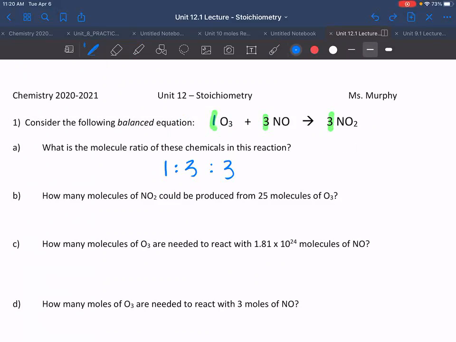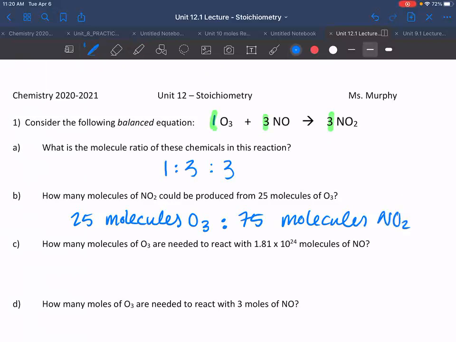What if we have 25 molecules of O3 then? Exactly. Then we'd have 75 NO2. Just how you would use a ratio, you can use it as a multiple. If we have 25 molecules of O3, we have to have 3 times as many NO2s. So that would give us 75 molecules of NO2. Now I'm going to show you guys how to use conversion fractions.